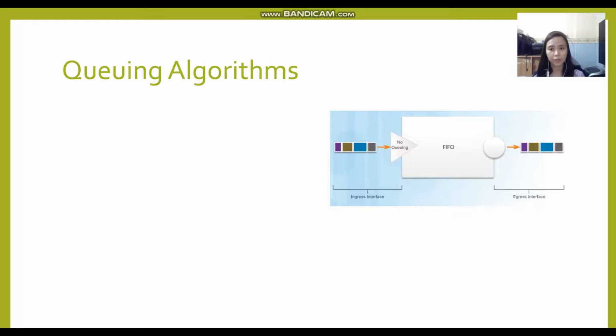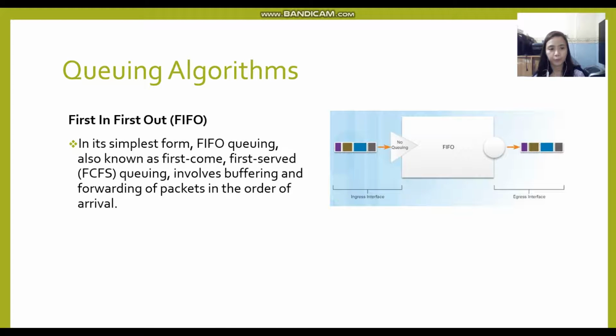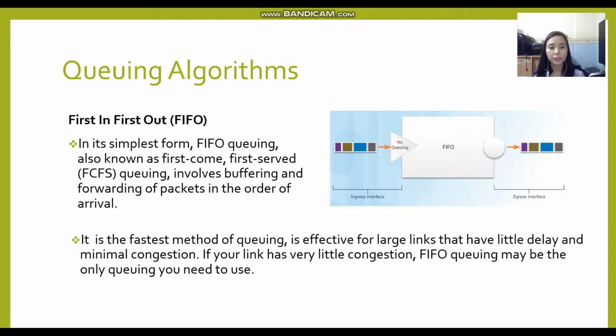The queuing algorithms. FIFO, in its simplest form, also known as first come first serve, queuing involves buffering and forwarding of packets in the order of arrival. It is the fastest method of queuing. It is effective for large links that have little delay and minimal congestion. If your link has very little congestion, FIFO queuing may be the only queuing that you need to use.